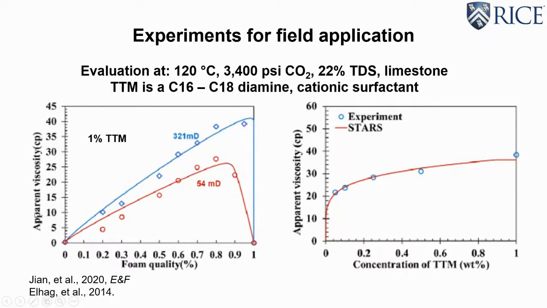This is the apparent viscosity in centipoise, foam quality going from 0 to 1, so it's a fraction instead of a percent. And then results for 54 millidarcy and 321 millidarcy. This is apparent viscosity as a function of concentration. The experiments are shown by the symbols. The curves are fit to the experimental data for the STARS model.